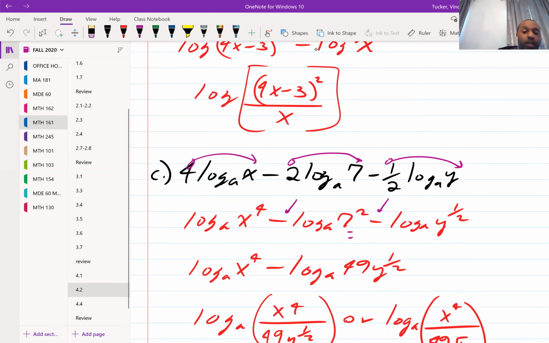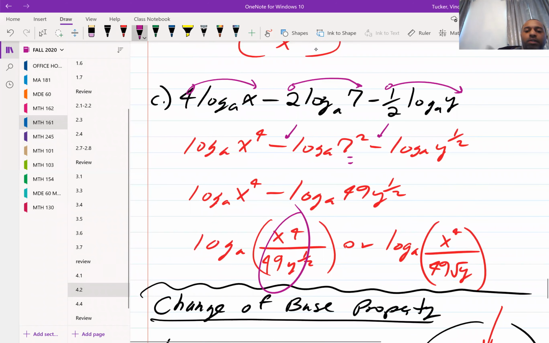I brought those two terms together that were subtraction. And then since this is subtraction, I can bring them together as division. So it's log base A of x to the 4th over 49 y to the 1/2. Or you can rewrite that 1/2 as a square root. All right, any questions?